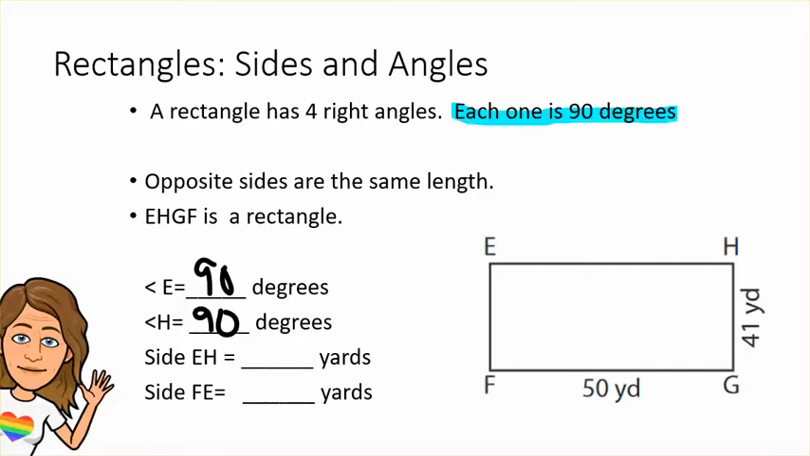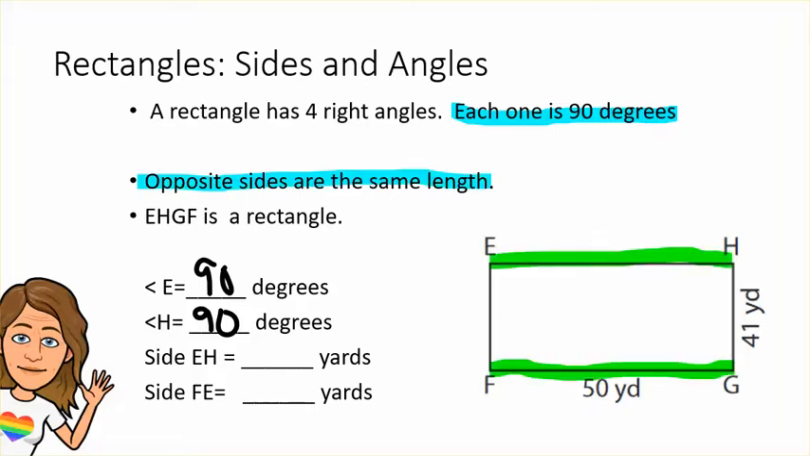Now we'll look at the sides. Opposite sides are the same length. This means that the top and the bottom are equal. EH will be equal to FG. We are shown that FG is 50, so EH must also be 50.